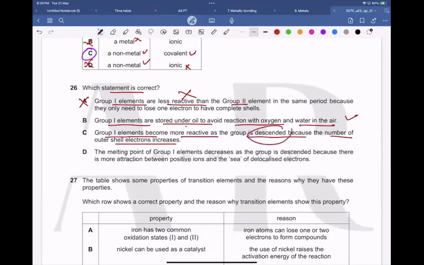As we move down the group, what does descended mean? In group 1, when we move down the group, descended means, I think, from bottom to up. No, so it goes wrong. The melting point of group 1 elements decreases as the group is descended because there is more attraction between positive and... no, the attraction would decrease. If it increases, then how would it be? The melting point decreases. If the melting point decreases, it means that the attraction would decrease as well. So B is the correct answer.